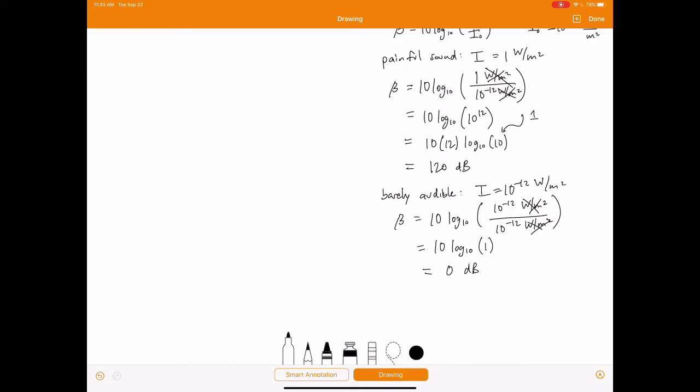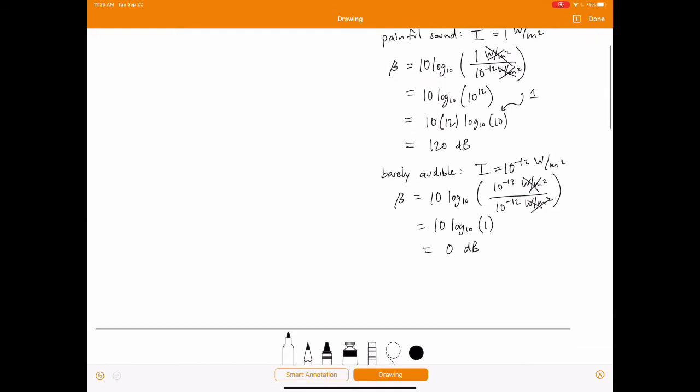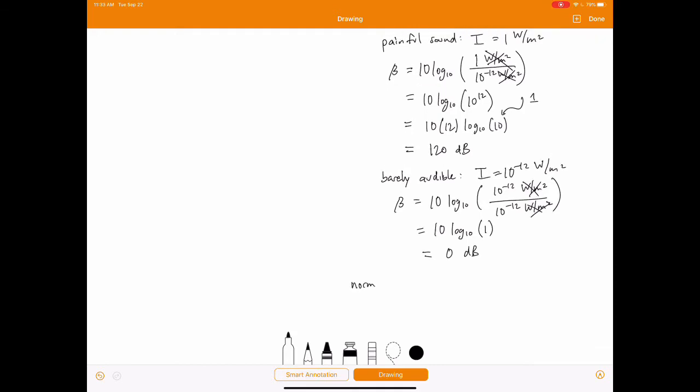So this scale, the decibel scale, is designed so that 0 is the quietest sound that we can hear, just barely audible. And then anything above that is stuff we can hear. Anything negative should be inaudible to us. It's too quiet to hear. So the normal range of human hearing, which of course will depend on the person, some people have better hearing than others, but the normal range of human hearing is beta can be somewhere between 0 and 120 decibels.